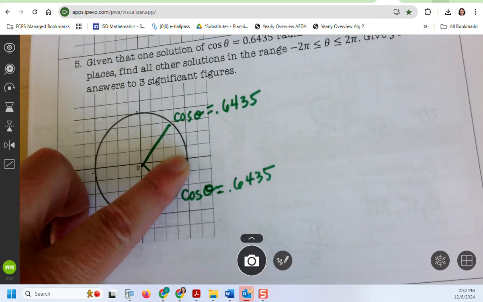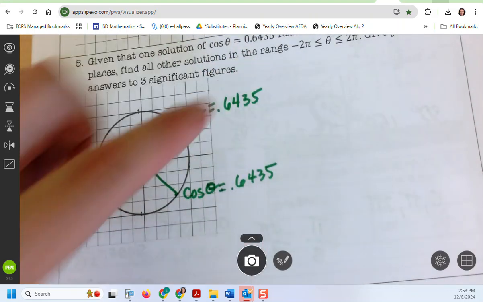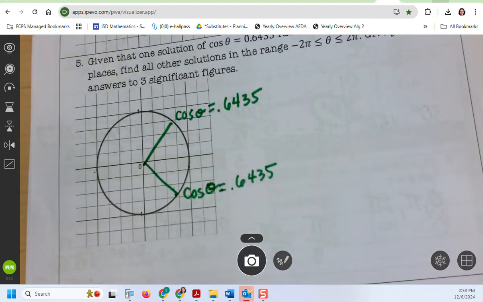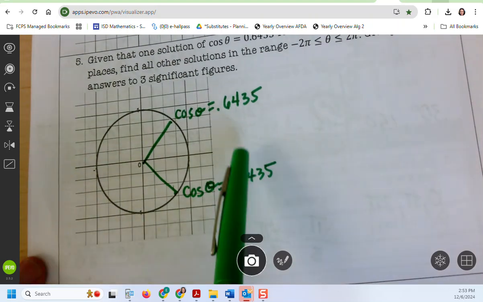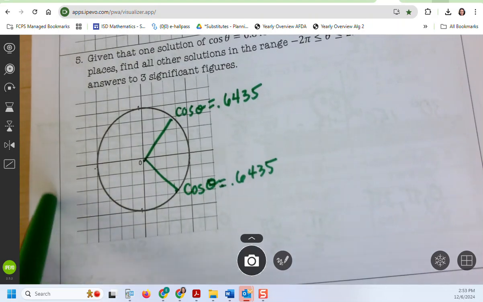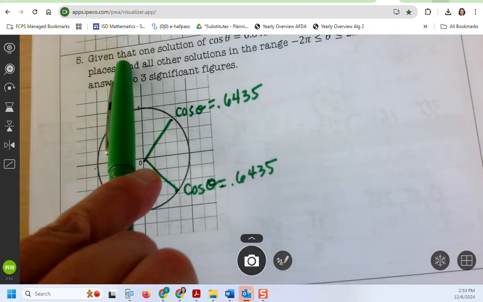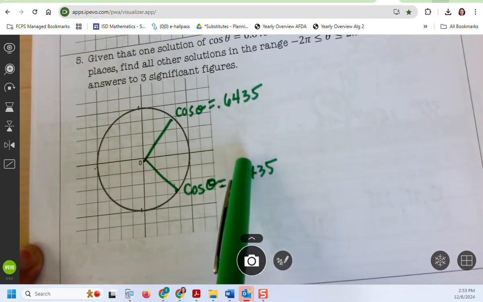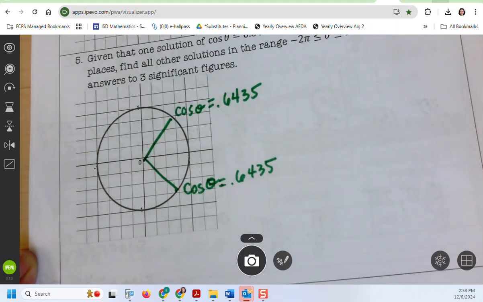Then it's also going to negative 2 pi, and this is something that is brand new, but negative 2 pi is when your angle goes backwards. So for example, negative pi over 2, negative pi, negative 3 pi over 2, negative 2 pi. So there are 4 answers to this problem.